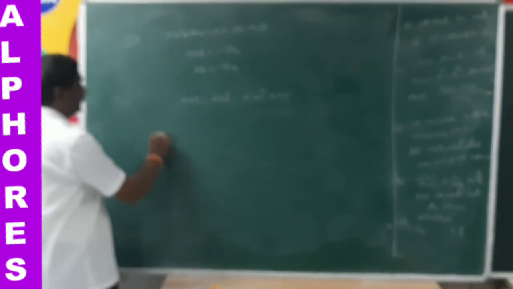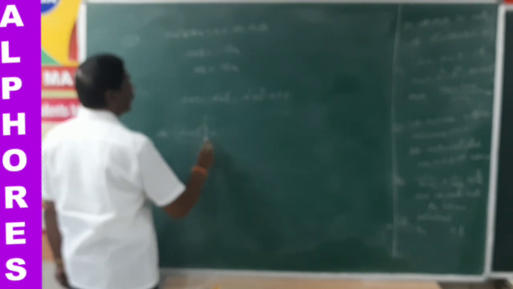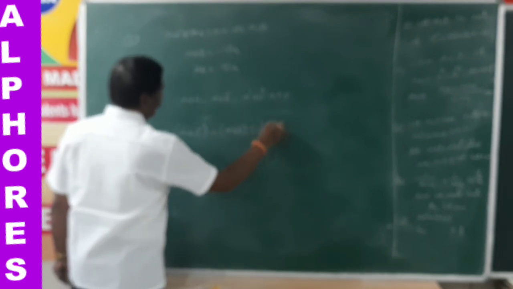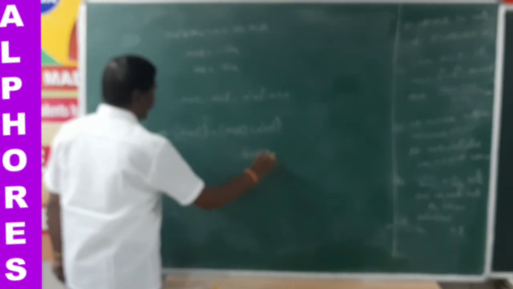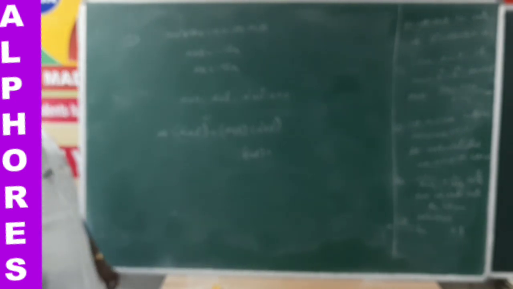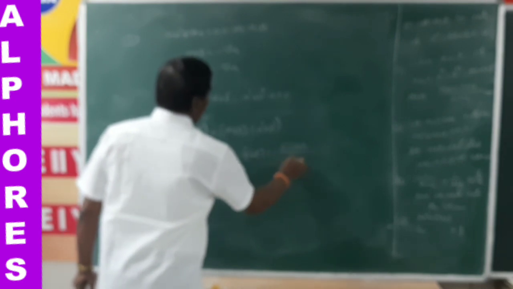That means alpha square plus beta square whole square is equal to alpha plus beta into alpha cube plus beta cube. Already we find the values of alpha square plus beta square. Since alpha square plus beta square is equal to alpha plus beta whole square minus 2 alpha beta. That means b square minus 2ac by a square.